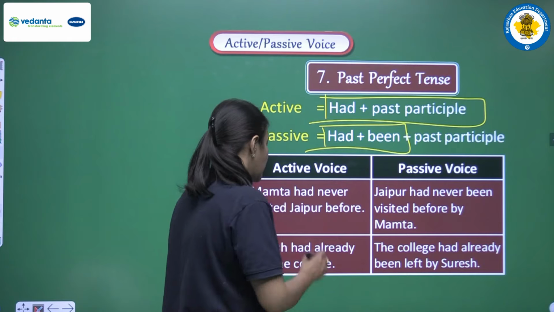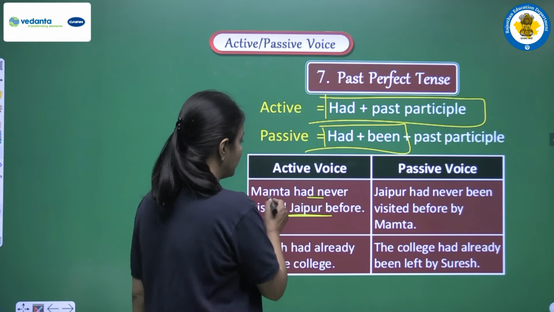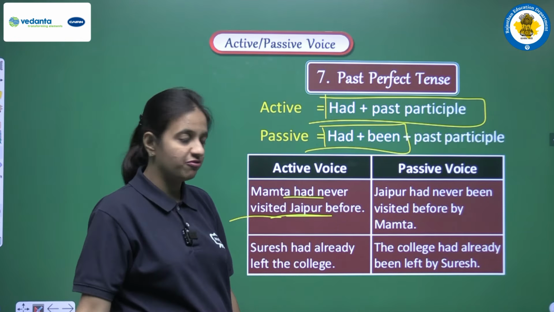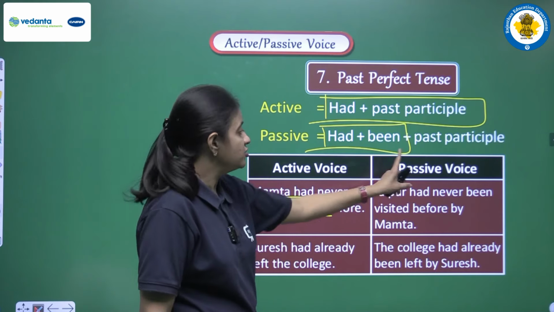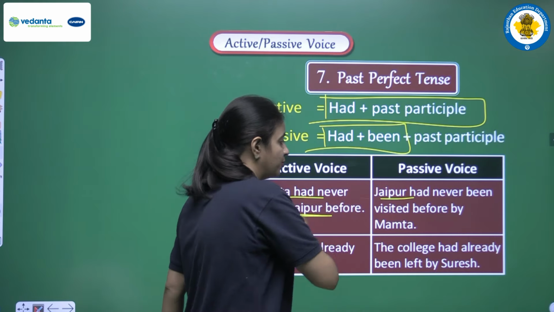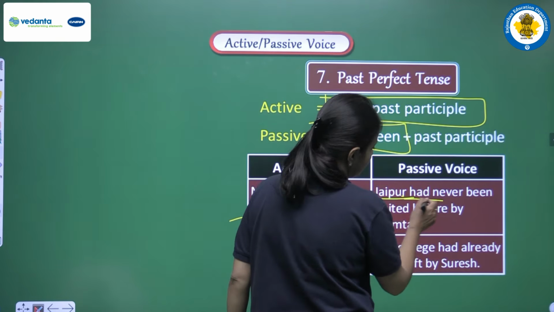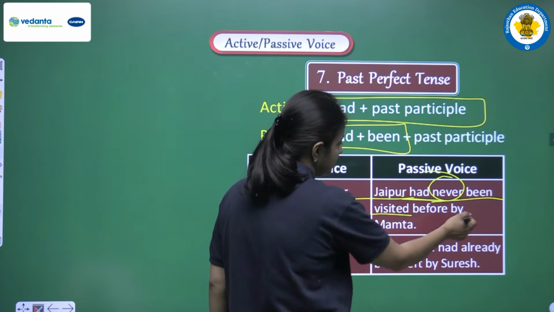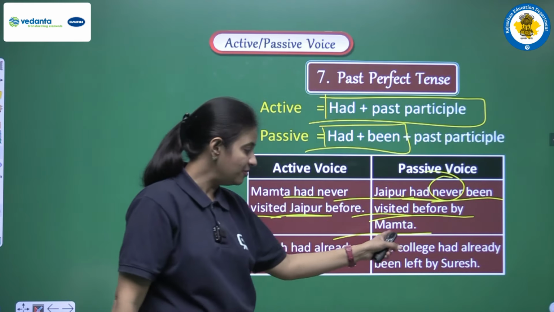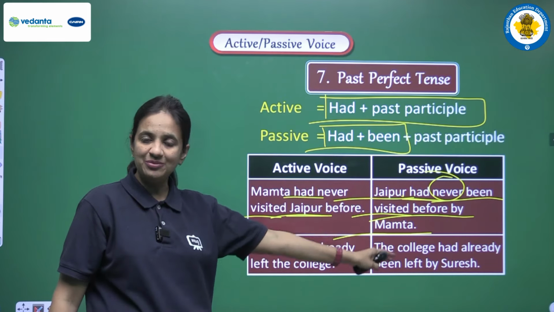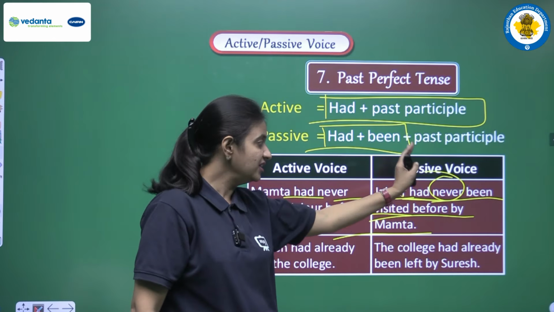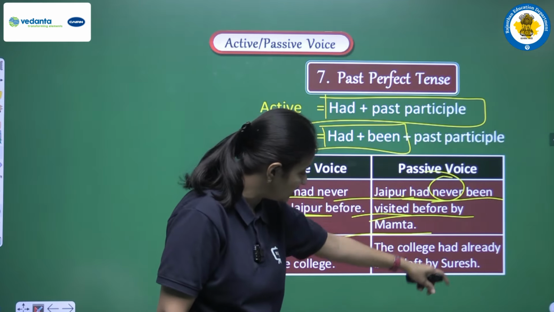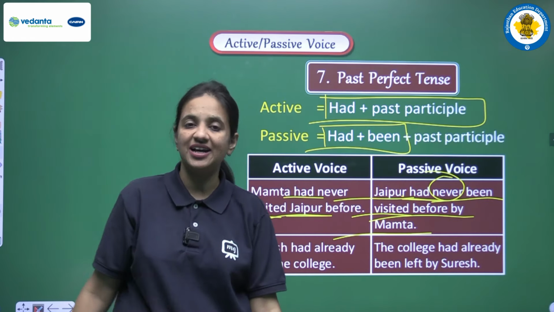Okay, so here our object is Jaipur. We are having had plus third form, so this is past perfect tense. Object is Jaipur, so passive voice it will be started with Jaipur only. After Jaipur we are having had been, never will be there in between, third form visited before, and subject will be in the end of the sentence by Mamta. So the proper sentence will be, Jaipur had never been visited before by Mamta.